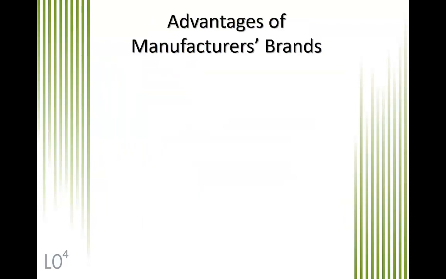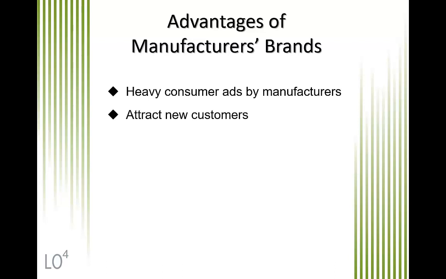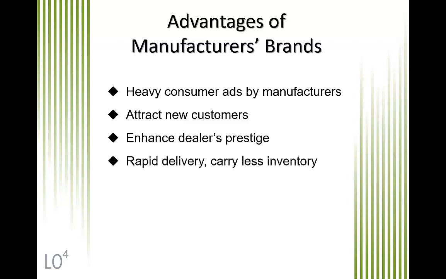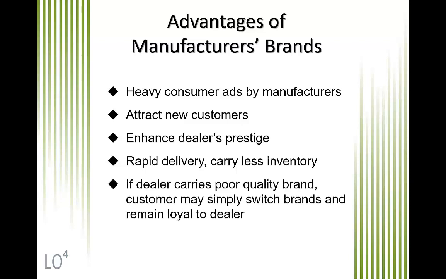There are advantages of the manufacturer's brand. There can be heavy consumer advertisement by manufacturers. It can also attract new customers. It enhances the dealer's prestige if they are carrying a good brand. There can be rapid delivery and they can carry less inventory. If a dealer carries a poor quality brand, customers may simply switch brands and remain loyal to the dealer.